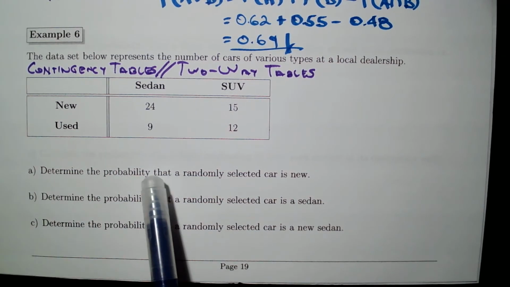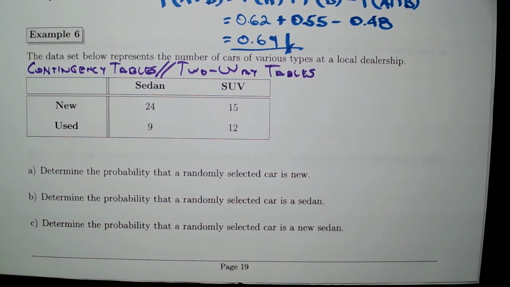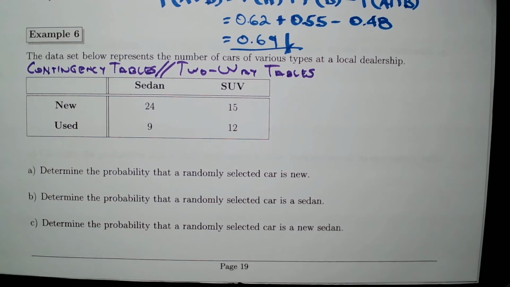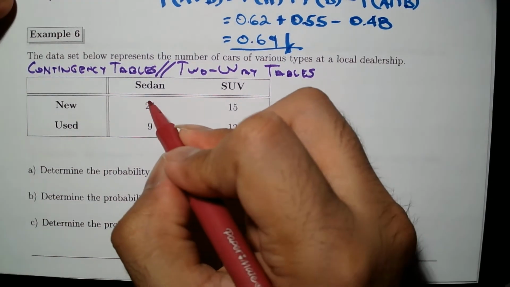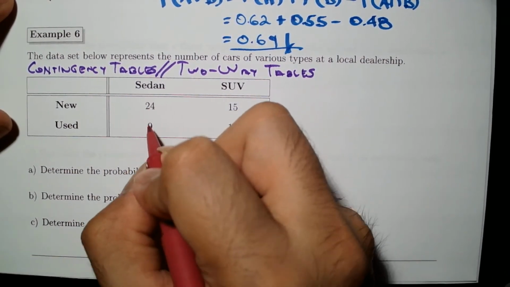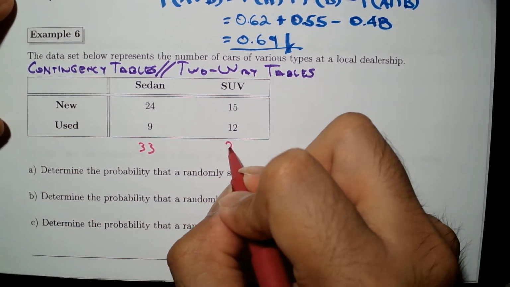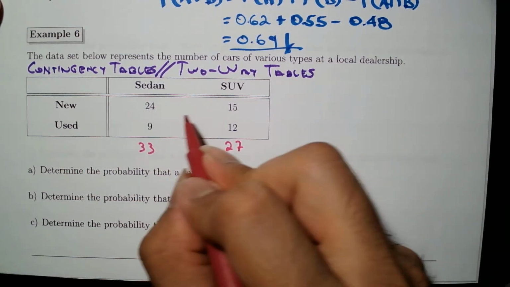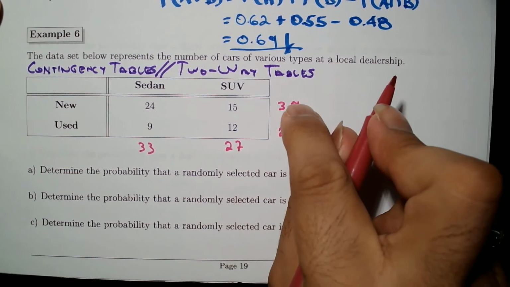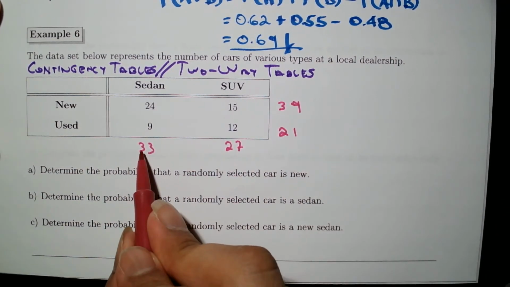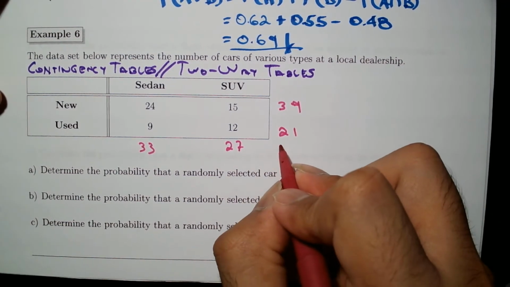For example, determine the probability that a randomly selected car is new. Well, first of all, what we do in these situations is add all the rows and the columns. Okay, so I'm going to add the rows and the columns. 24 plus 9, that's 33, and the second column adds up to 27. The second row adds up to 39, and the second row is 21. Adding both totals, either way, the horizontal way or the vertical way, it should give you the same grand total, which is 60.